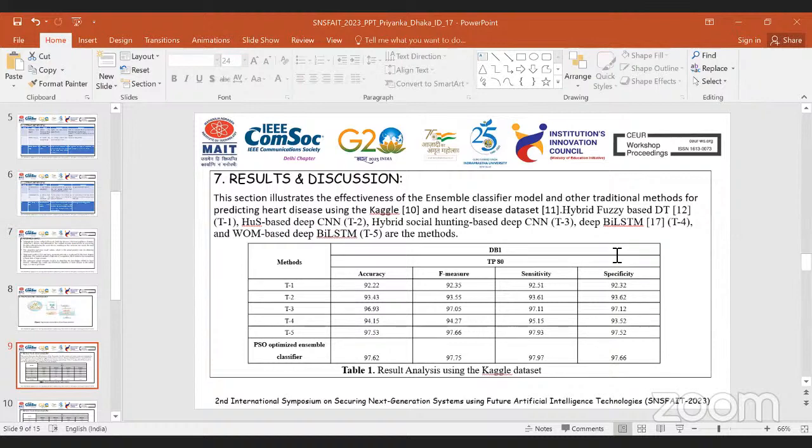Meaning the output of one is passed as input to the other, or have you kept some other criteria? No, ma'am. Once output is passed as input to the other, like the CNN classifier output is passed as input to the deep bidirectional neural network, because these are the two classifiers, and inside these two of them are using the feature selection algorithm.